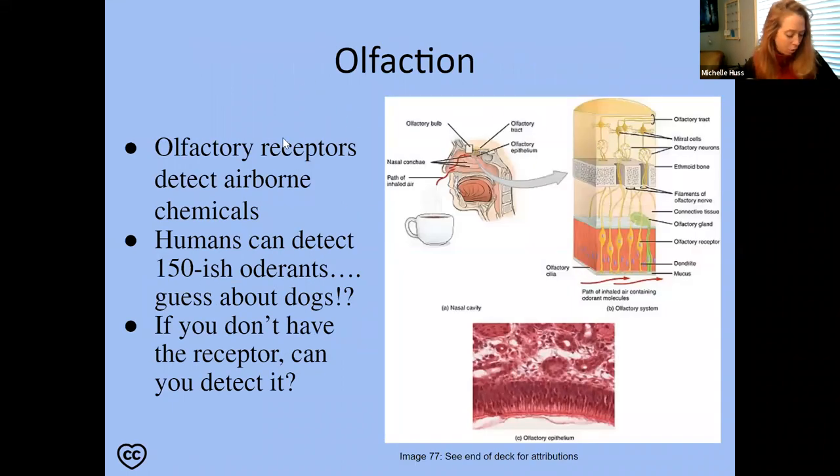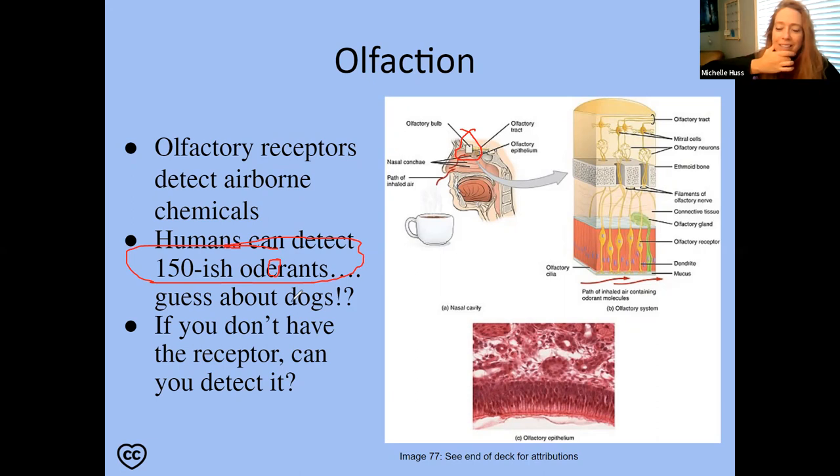Okay, we're moving on to olfaction, smell. Olfactory receptors: we only have about a quarter inch inside of our nose of these little receptors. What do they receive? We have about 150, right up here at the top of our nose, our nasal septum. We have 150-ish odorants that we can detect, these little receptors.